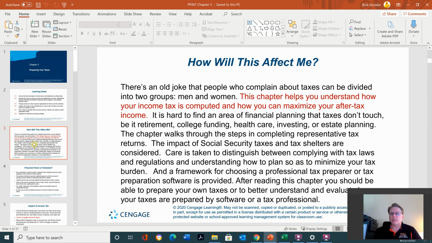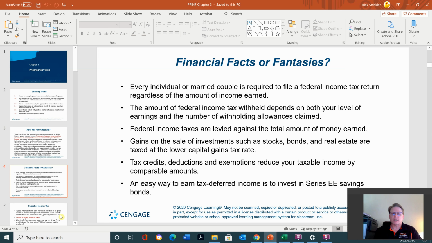Here is how it will affect me. In red, this chapter helps you understand how your income tax is computed and how you can maximize your after-tax income. And there are some facts and fantasies.